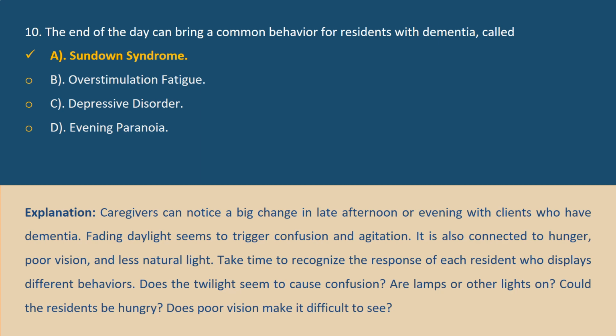Take time to recognize the response of each resident who displays different behaviors. Does the twilight seem to cause confusion? Are lamps or other lights on? Could the residents be hungry? Does poor vision make it difficult to see?